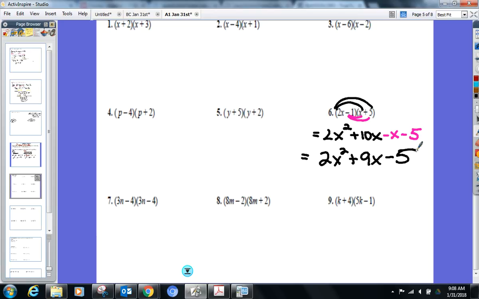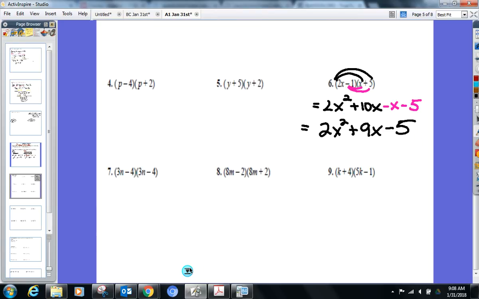Standard form, correct. And they usually will be already in standard form how you write it, so you won't have to worry about putting it in standard form yourself. Questions? All right, let's jump to 8.